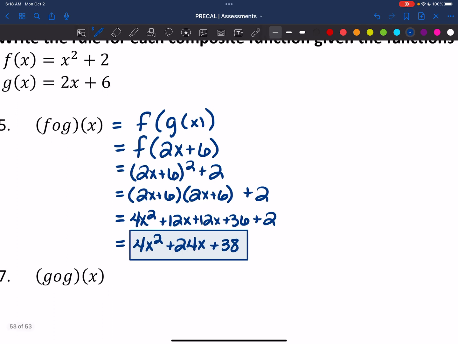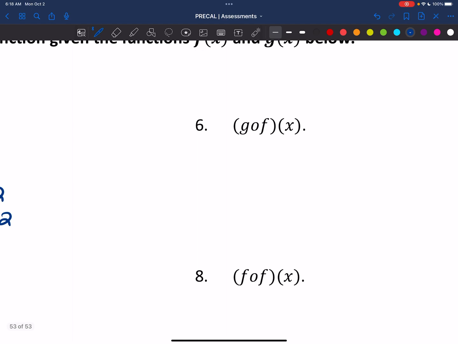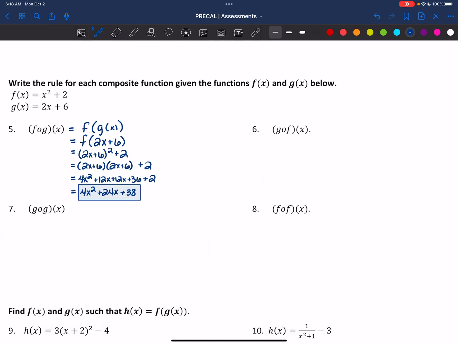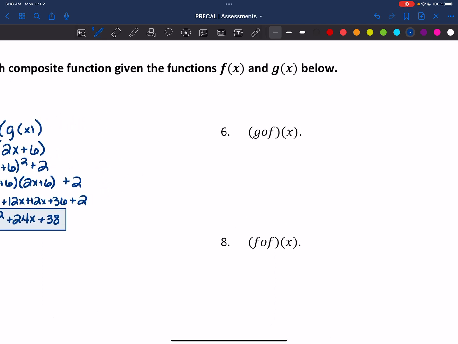All right, now let's look at g of f of x. Like we said earlier in this video, the function operation of composition is not commutative, so it is very likely that we will have a different result here when we take g of f of x. And y'all notice here, it started with g, so I have g of f, g of f.